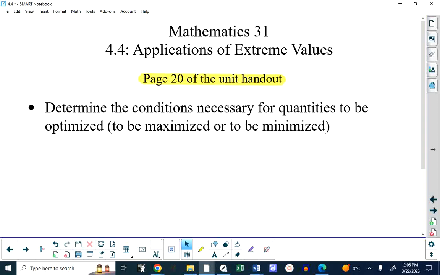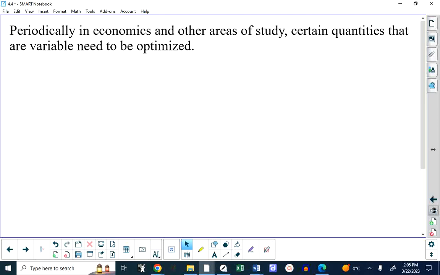The word optimized means to make them as large as possible or as small as possible. In other words, we're trying to maximize or minimize things. So sometimes in economics and other areas of study, it happens a lot in physics. It also happens in chemistry and bio, but mostly in physics. We have certain quantities that mathematically can be optimized. They can be as large as possible or as small as possible. You can come up with a lot of different situations.